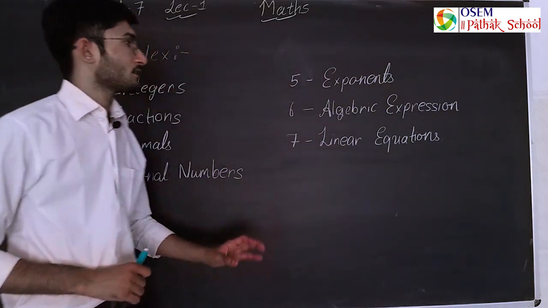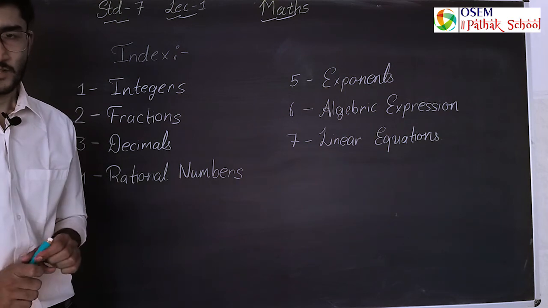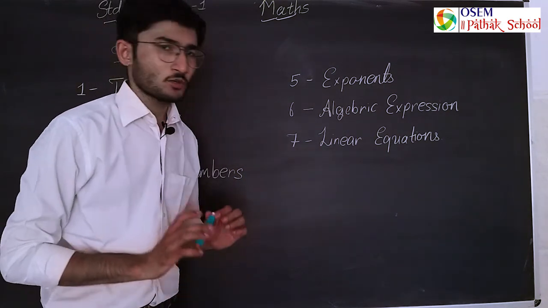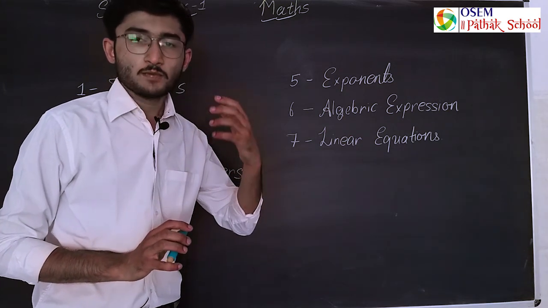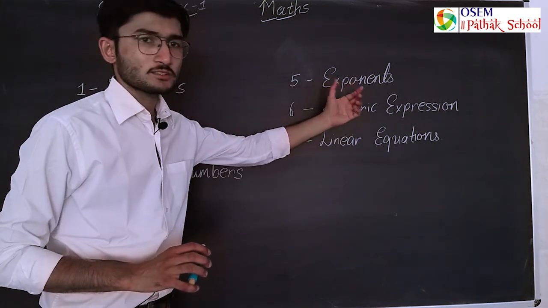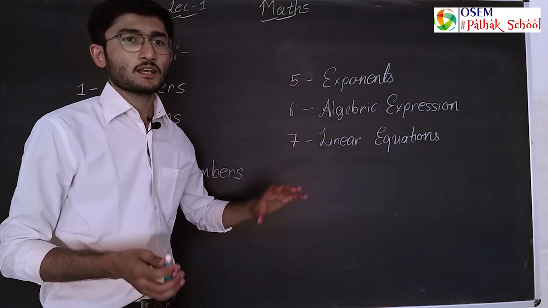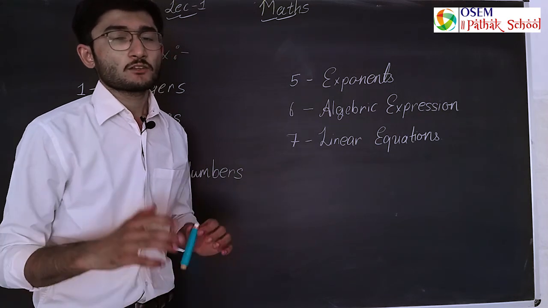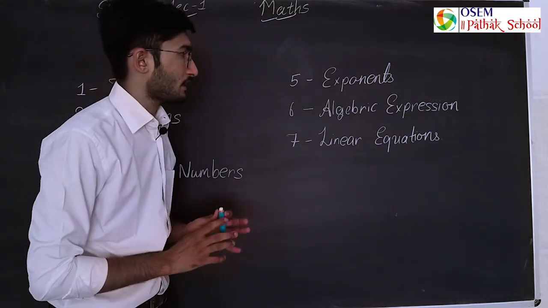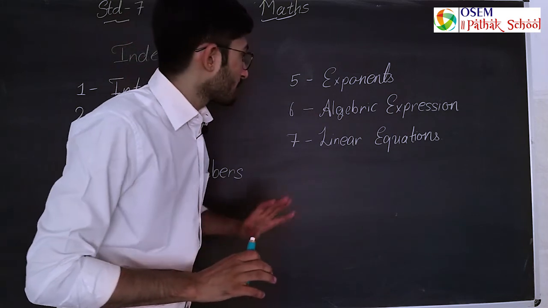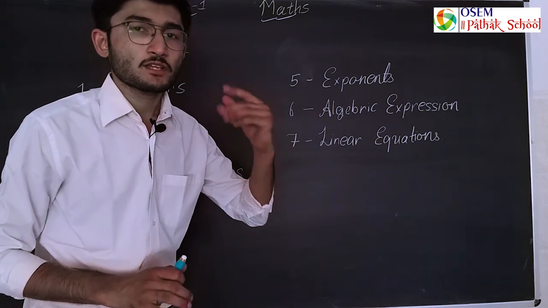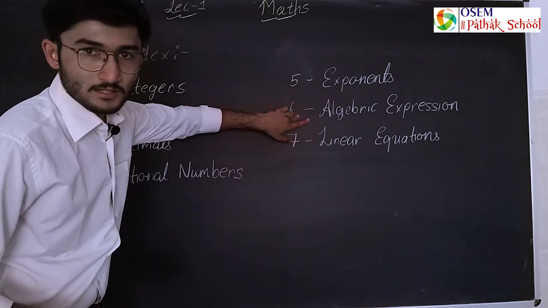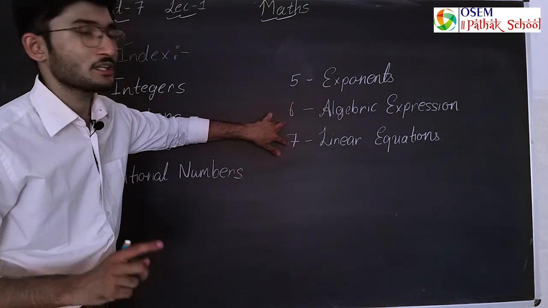Then there is the 5th chapter, exponents. Exponent may be a new word for you, students. But no need to worry about these things, exponents. When we do it in the class through the lectures, it will be very clear in our mind what exponents are, and we will be learning them. Then comes the algebraic expression. Now what is an algebraic expression? The 6th chapter is algebraic expression, and the 7th one is linear equations.